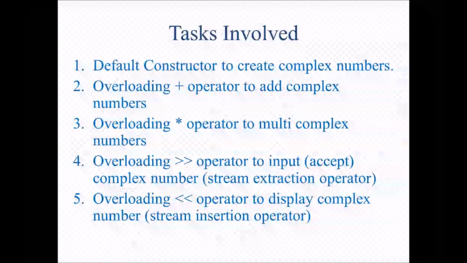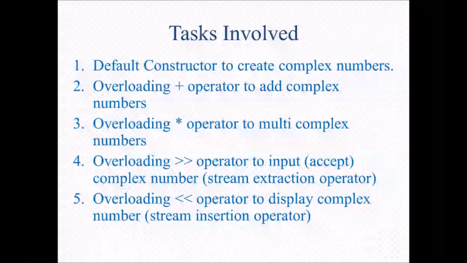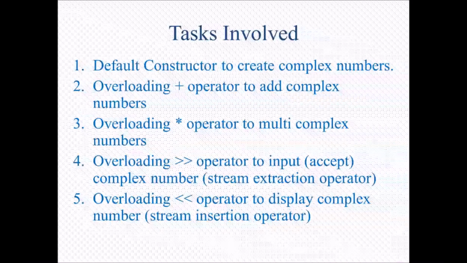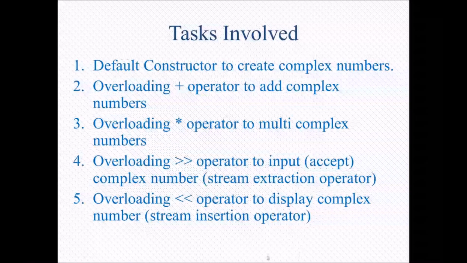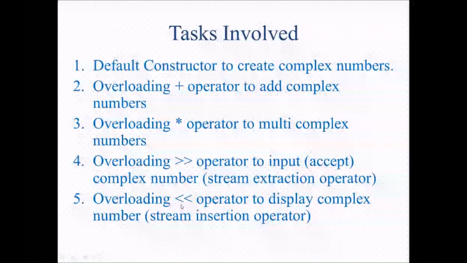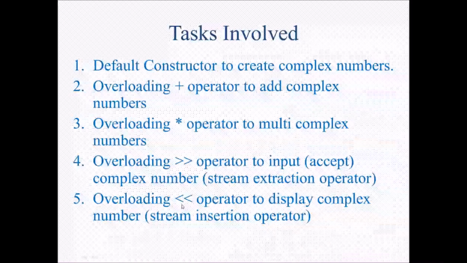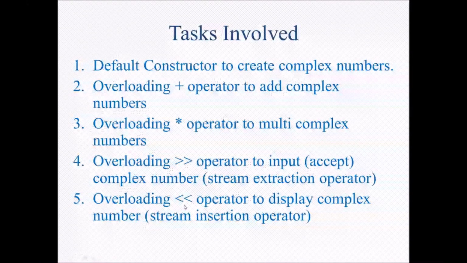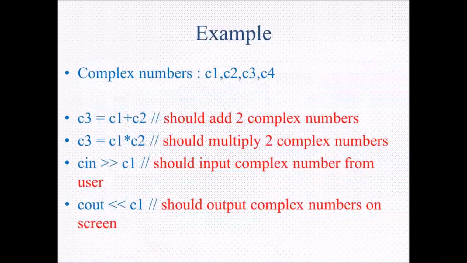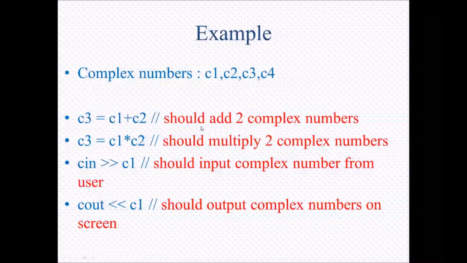Okay, the third task is overloading the stream extraction operator, which we use along with cin for accepting the input. So here we have to use it to accept the complex number. Then the fourth operator is the stream insertion operator, which is used along with cout for displaying the contents. Whenever we write cout, the stream insertion operator and c1, that is a complex number, it should output it. So let us see an example, so your understanding will be more clear on how our operator overloading should work.